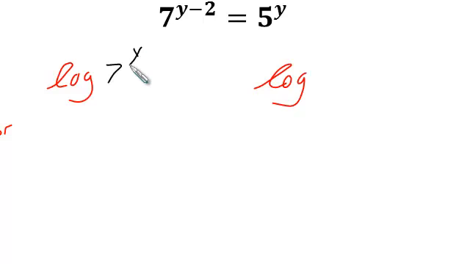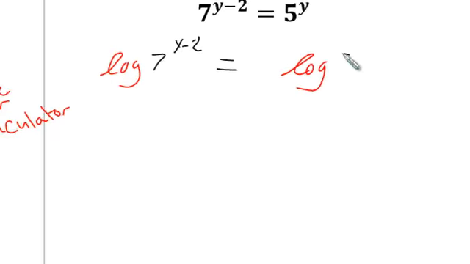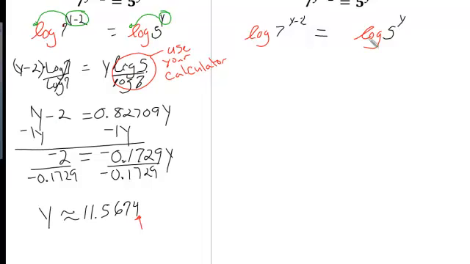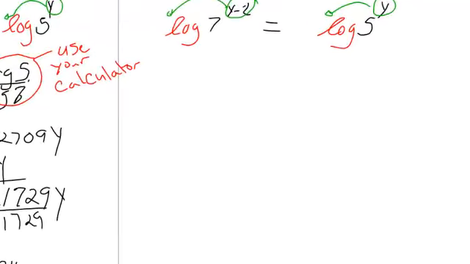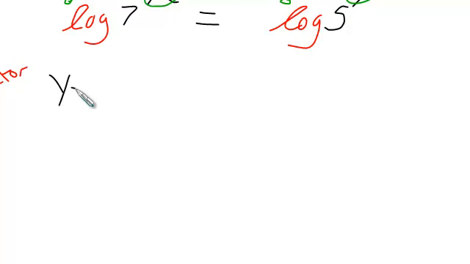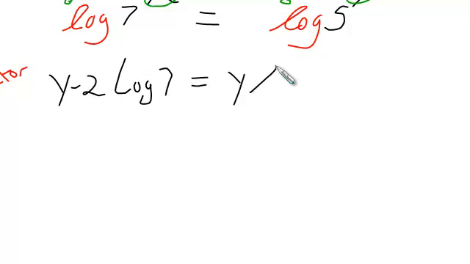Just like we did before. And again, the reason for taking the common log of both sides is that we can use that condensing property that says we can bring the exponent out front. Y times the common log of 5.